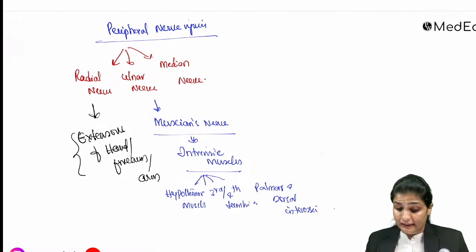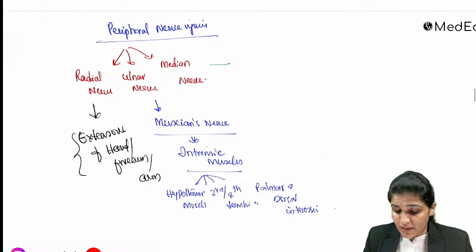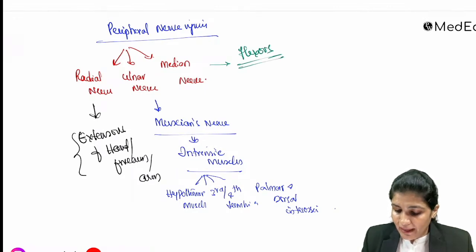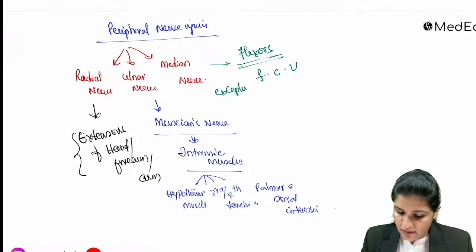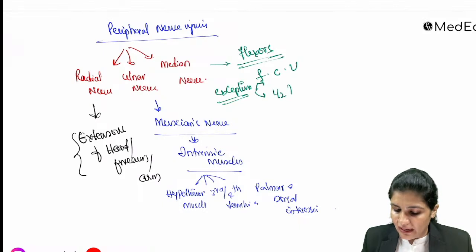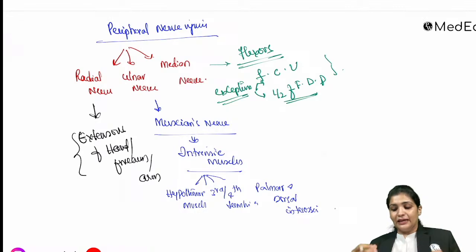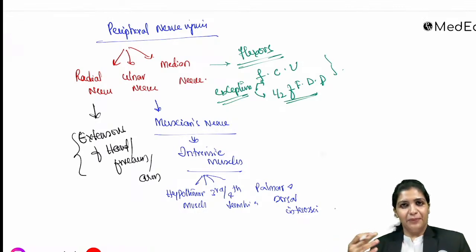Right. And the median nerve supplies all the flexors except the flexor carpi ulnaris and the medial half of the flexor digitorum profundus. So these are the exceptions. These two are again supplied by your ulnar nerve. These two long flexors are supplied by the ulnar nerve.